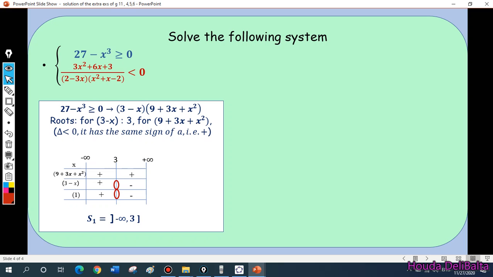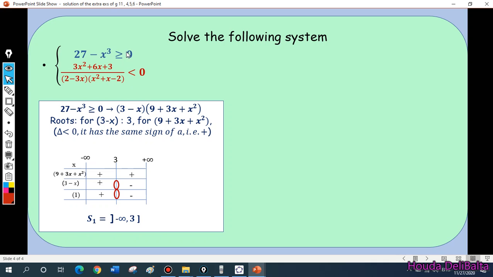Now when we put it on the table, we can put this or we cannot, no problem. So 9 plus 3x plus x squared has no roots, just positive signs, while 3 minus x, the root of it is 3. And as you know, because it's linear, before the root we put the opposite sign of x. As you see here, it is minus, so before the root we put the opposite sign of x, and after the root we put the same sign of x, which is minus. Okay, so here we have plus and minus, multiplying them we get plus and minus, and this is the root again, 0 at the root.